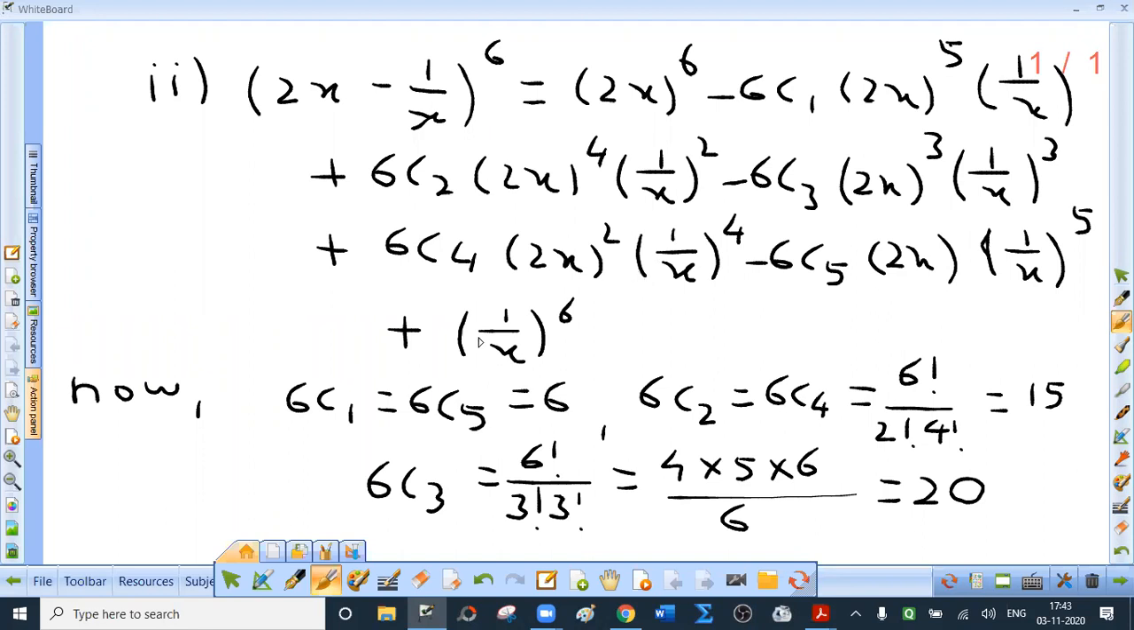Now the next job is to evaluate binomial coefficients. They repeat in reverse order. Means what? First has 1 coefficient, last has 1. Second and second last will have the same. Yes, 6C1 is the same as 6C5, which is equal to 6. 6C2 is same as 6C4, which is 15. What is 6C3? Apply formula, that is 20. Now substitute these values in above and simplify.